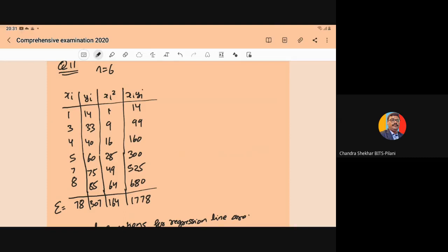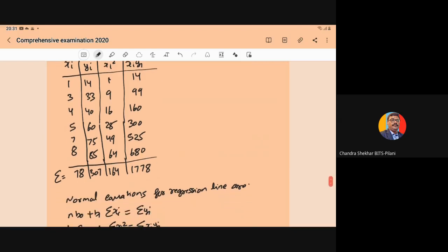So from here we compute the xi square. So xi square will become 1 9 16 25 49 and 64, and xi into yi will be 14 99 160 300 525 and 680. So if you take the sum, summation of xi will be 78, summation of yi will be 307, summation of xi square will be 164, and summation of xi yi will be 1778.